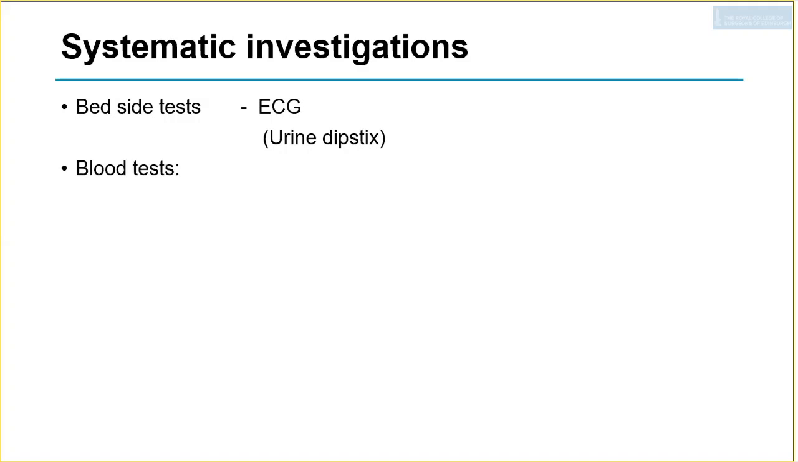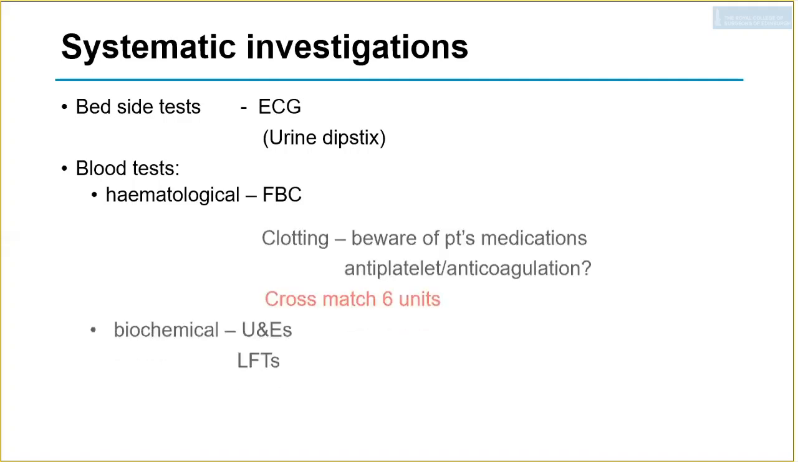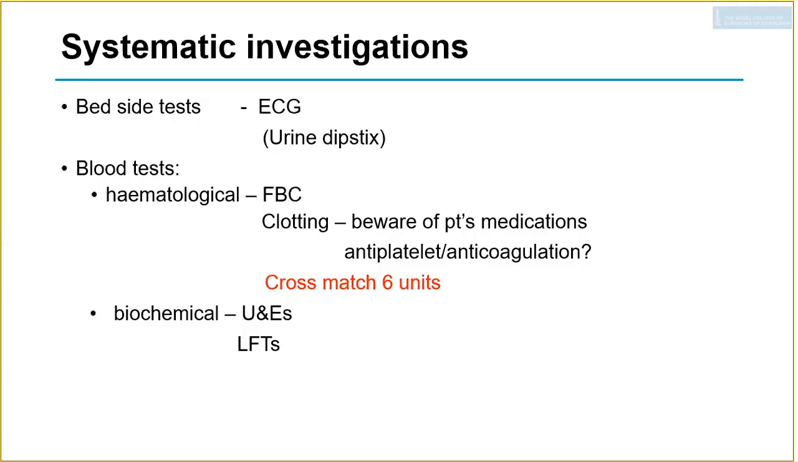You can then think about doing blood tests, venous blood tests. You can do hematological blood tests, full blood count to look for any evidence of anemia. You want to look at the platelets, full blood count. You want to look at clotting. And whilst you do clotting, be aware of the patient's medications. Are they on any antiplatelet or anticoagulation, which you may need to think about reversing? Okay, and also it's very important to cross-match 6 units of blood ready for this patient when you get to theatre.